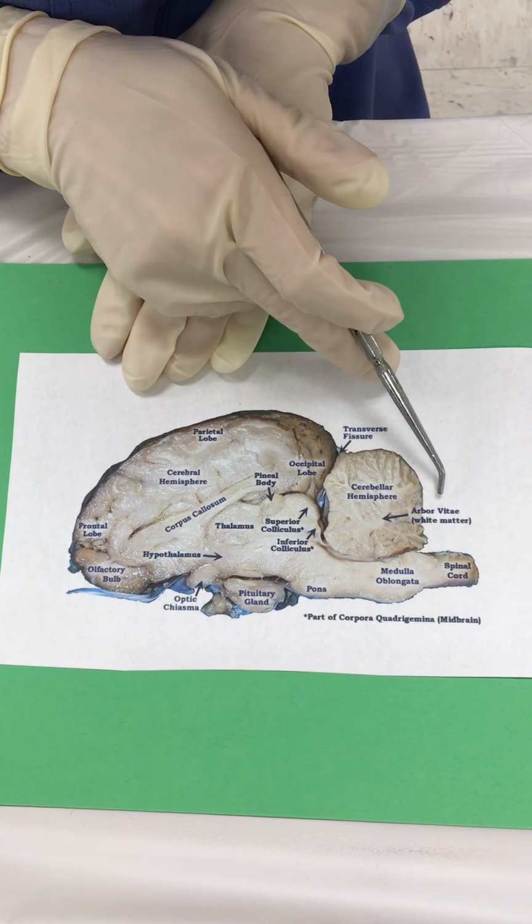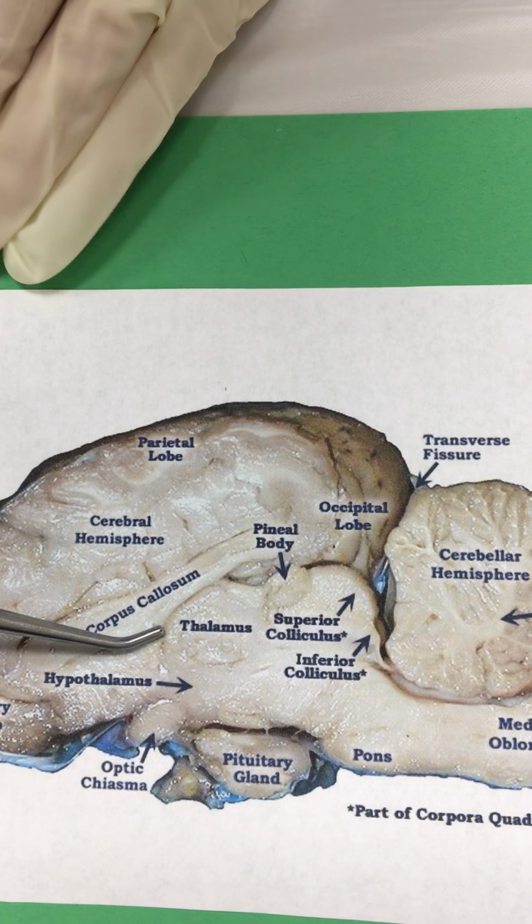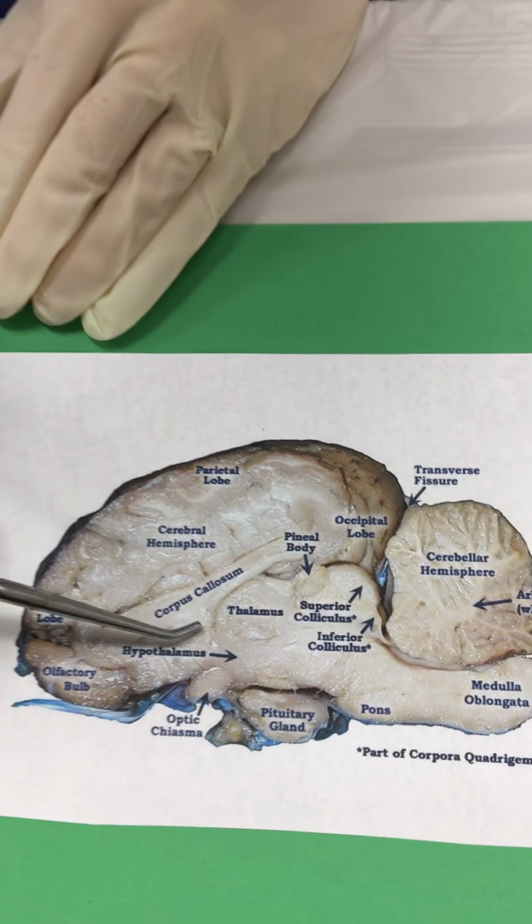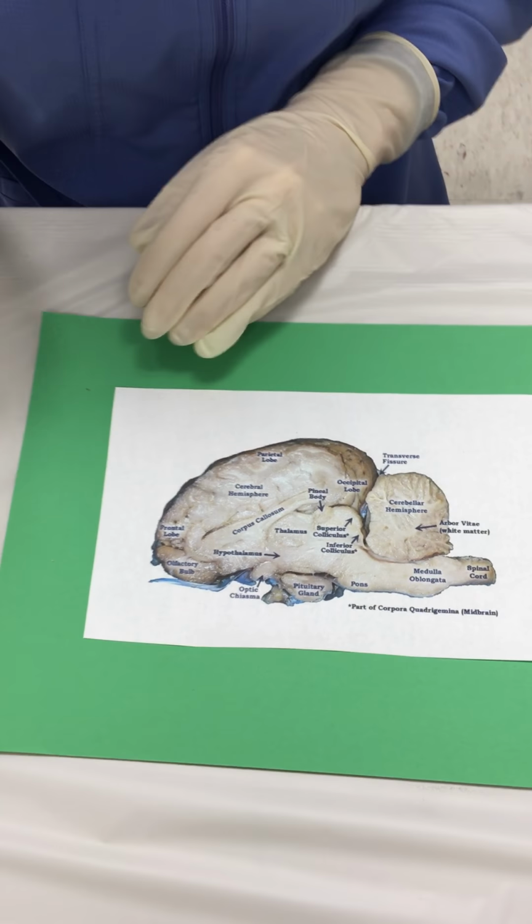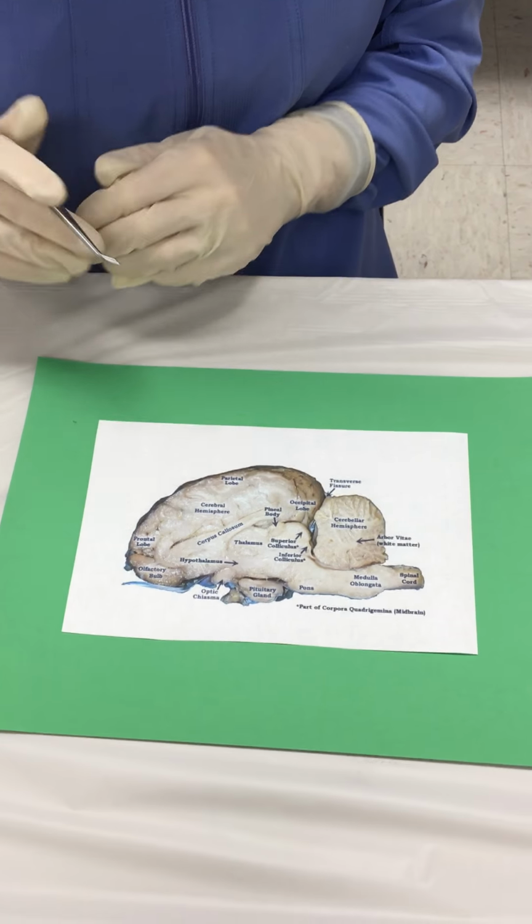And then we also have areas of the brain like the pineal body, which is the area that produces hormones in the body, and the thalamus and the hypothalamus that help with bodily functions. And we'll be going through each of these on our samples.